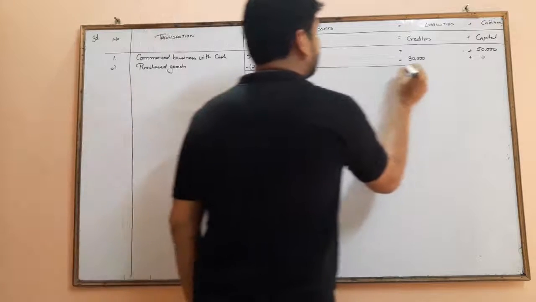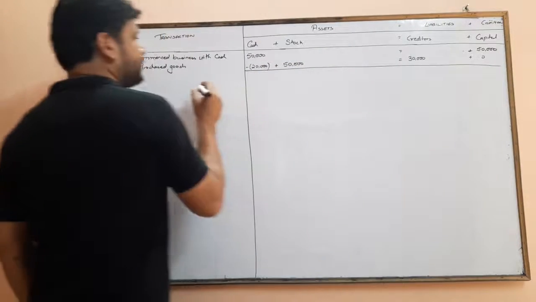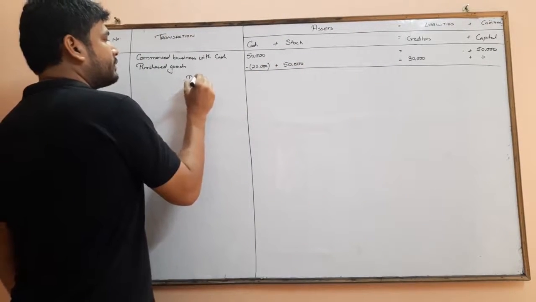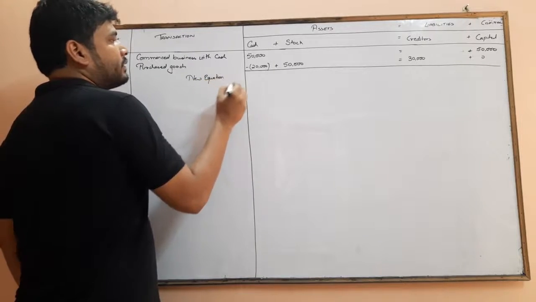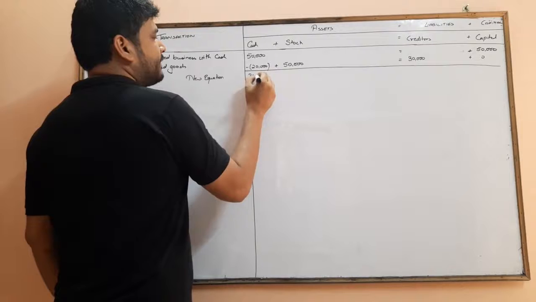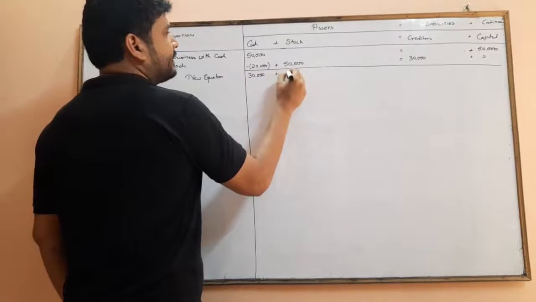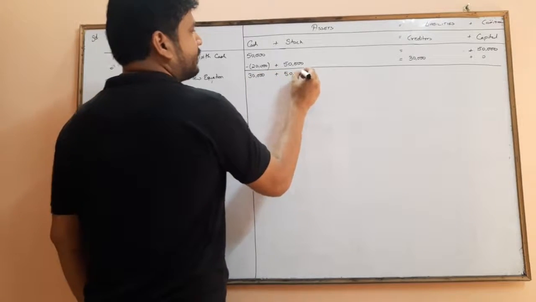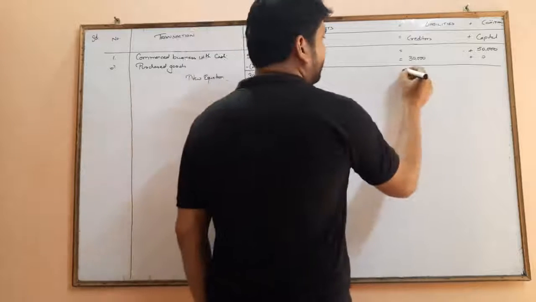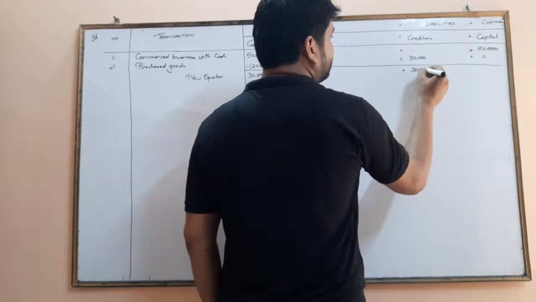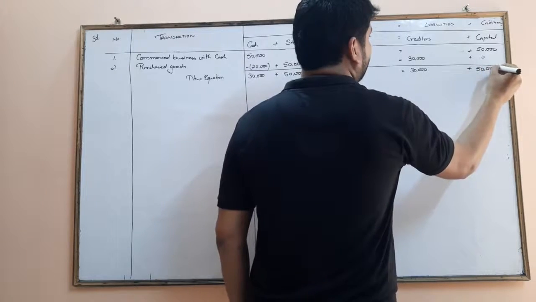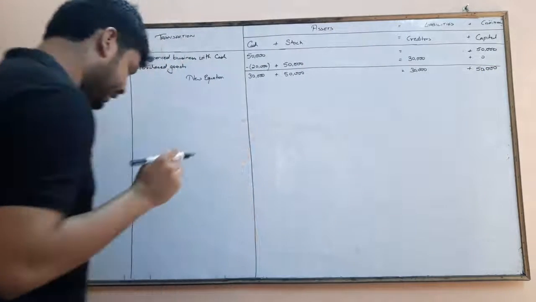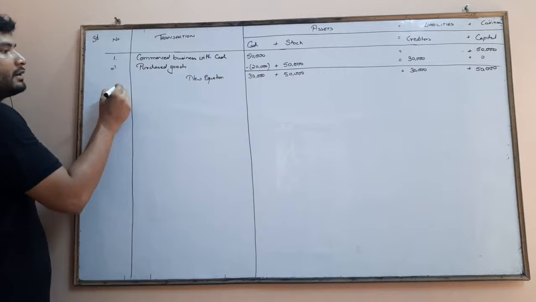So after this transaction, what will be my new equation? I have 30,000 cash plus 50,000 stock. On the other hand, I am having the liabilities in the form of creditors, that is rupees 30,000, and 50,000 in the form of capital.